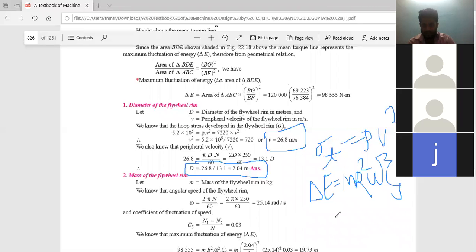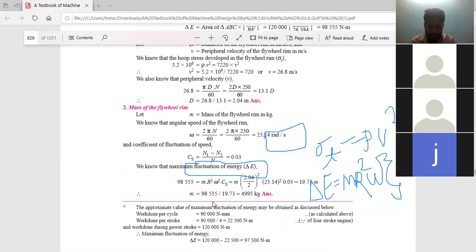Delta E we have calculated. R is how much? This is D by 2. Omega is how much? 2 pi N by 60. Cs is also given in the question, that is 0.03. By using this expression, you can get the value of this m, and this m you are getting as 4995 kg. Is it clear? You are getting this mass as 4995 kg. Second part of the answer.